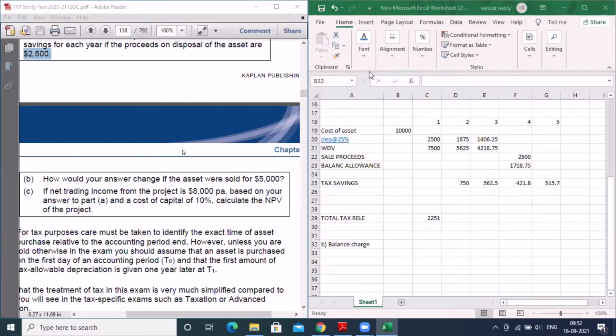Balancing charge is 781.25. Very good. So here we are disposing it for 5,000 minus what is our carrying value? 4,219. So 781 will be our balancing charge, and tax, is it tax saving? Should we use the word tax saving?